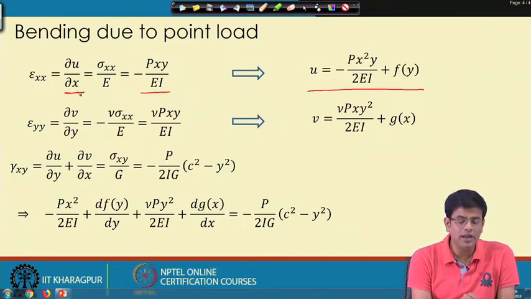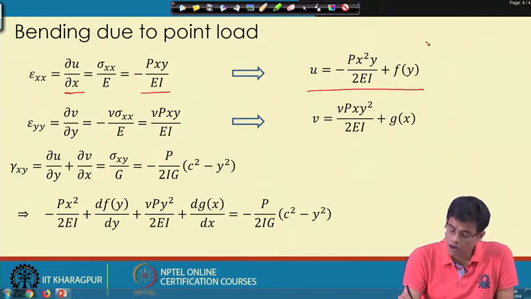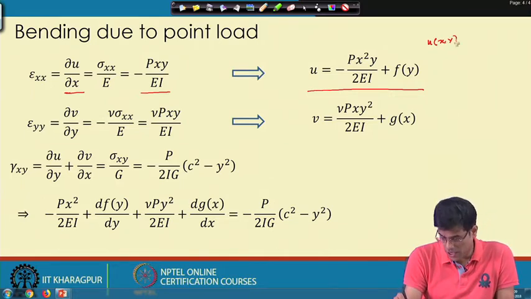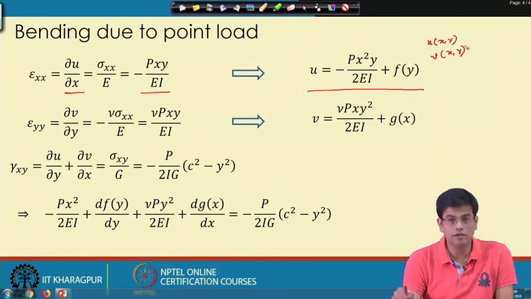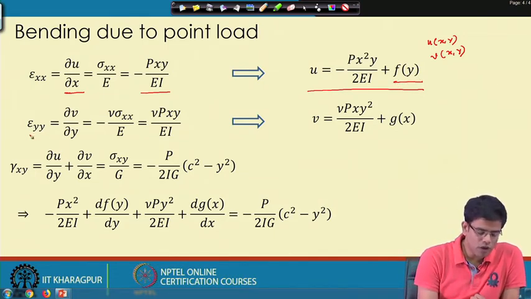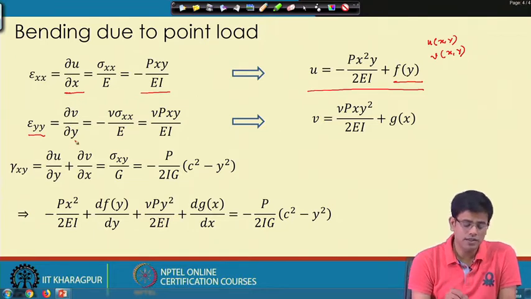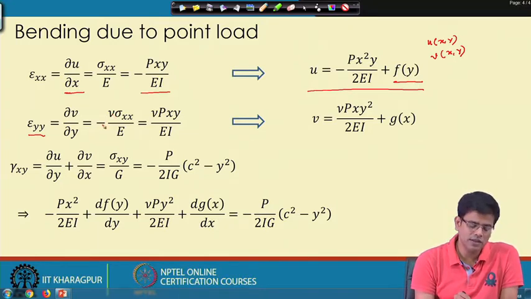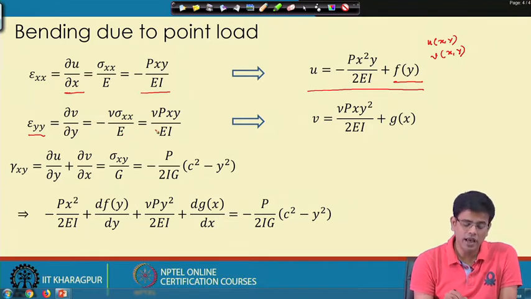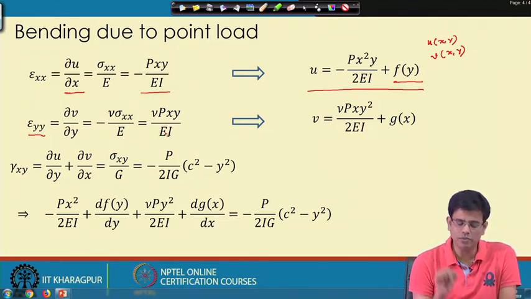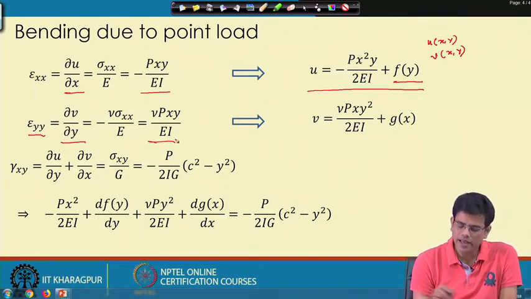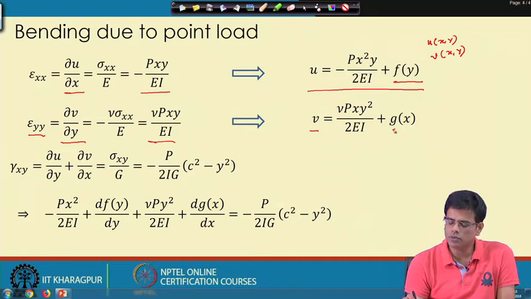You see this integration is with respect to x, and remember u is a function of x and y, and v is also a function of x and y. So the integration constant, when you are integrating with respect to x, will be a function of y. Similarly, epsilon yy which is del v del y, since sigma yy is 0, the E term cancels, so minus nu, the Poisson's ratio, times sigma xx by E, which is nu Pxy by EI. Now again, by integrating this, I can get the v, where the integration constant will be a function of x.